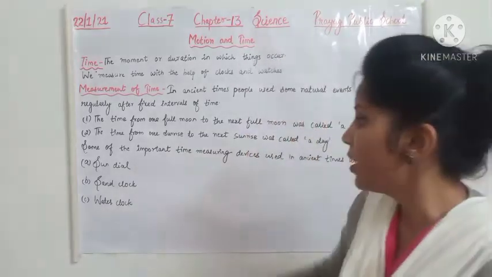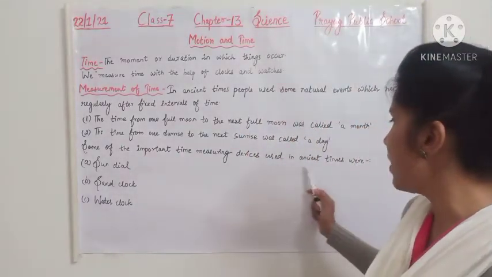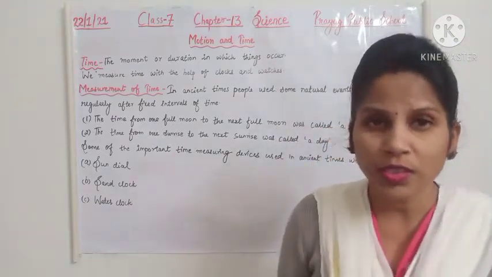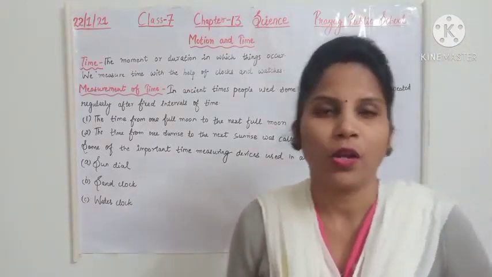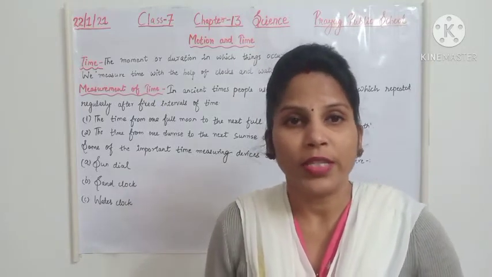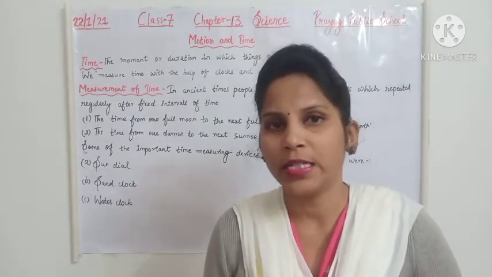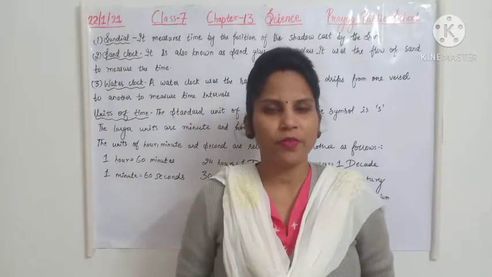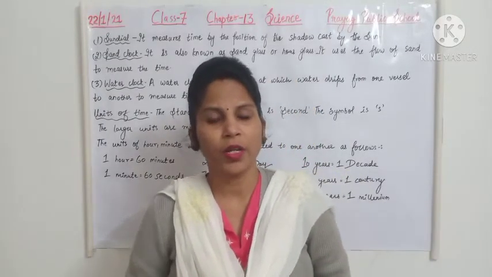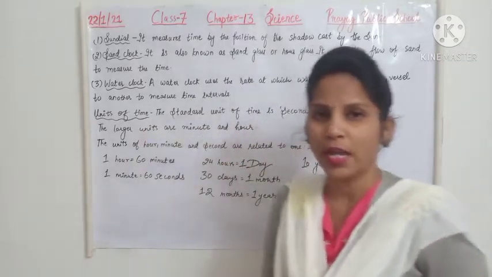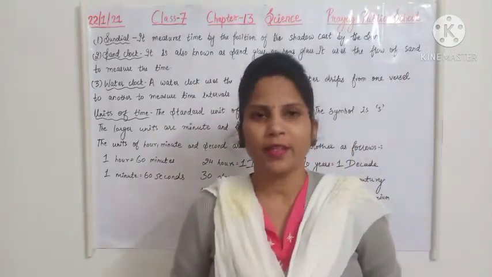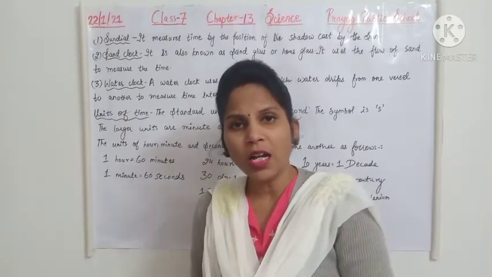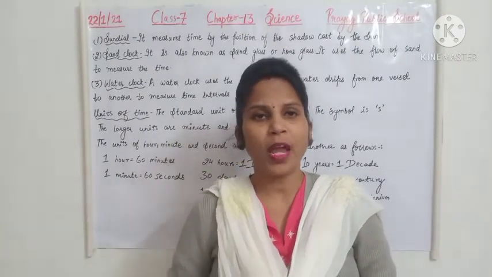Now some of the important time measuring devices used in ancient times were the sand clock, water clock and sundial. Now we will study about these clocks in detail one by one. Sundial is one of the earliest devices for measuring time. So what happens in this sundial? We know that the sun rises in the east and apparently it sets in the west.